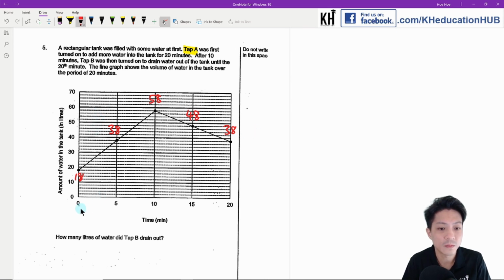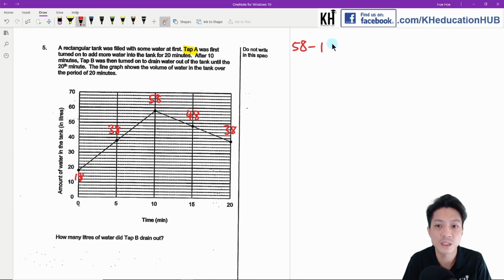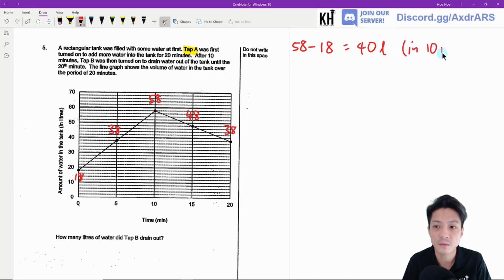Okay, so we look at the first 10 minutes where only tap A was turned on. The volume of the tank increased from 18 to 58. So if I use 58 minus 18, it's going to give me 40 liters in 10 minutes. This is for tap A.